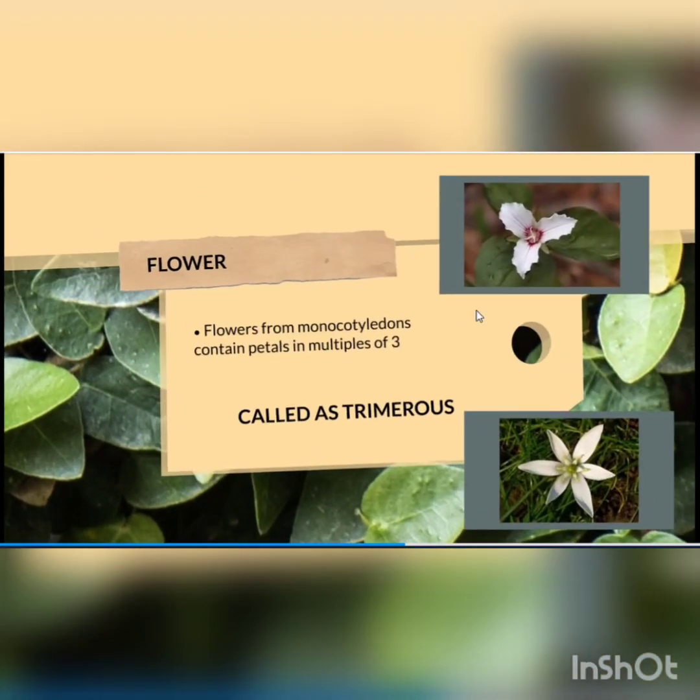The flowers of a monocotyledonous plant contain petals in multiples of 3. So it could be 3, 6, 9, 12, and so on. This is an example of a monocotyledonous flower containing 3 petals, and the picture below is an example of a monocotyledonous plant containing a flower with 6 petals. Basically they are called trimerous flowers, meaning the petals will be in multiples of 3.